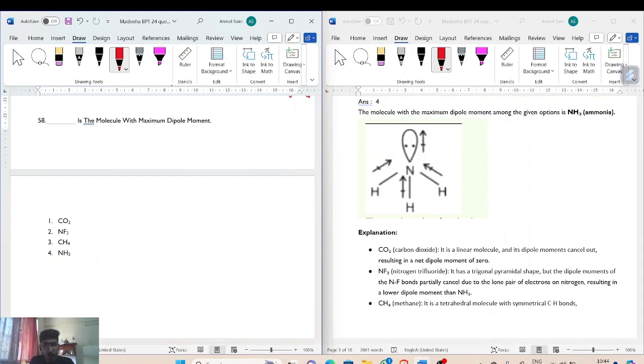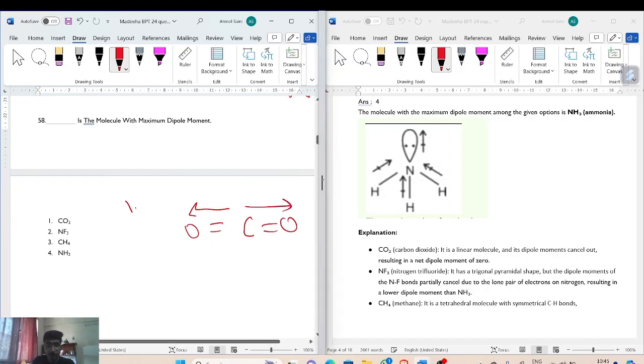We are given 4 molecules, and we have to find which of the following molecules has the maximum dipole moment. First of all, for all these we have to draw their structures. For CO2, carbon here will be attached with 2 oxygens, one on each side. Some electron density will be attracted by the oxygen on one side, and some by the oxygen on the other side, so the dipole moment will be cancelled out. So here the dipole moment mu will be equal to 0.